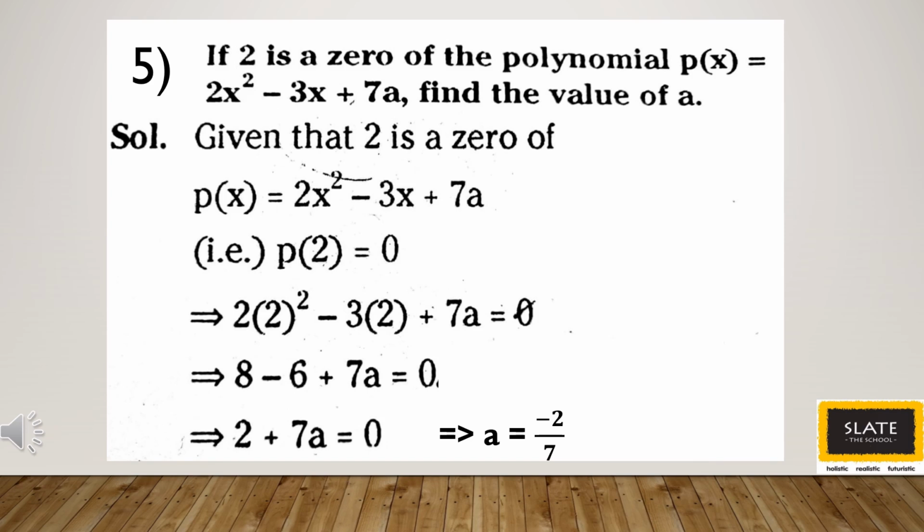Now 2 into 2 square minus 3 into 2 plus 7a is equal to 0. Now 2 square is 4, 4 into 2 is 8, minus 3 into 2 is 6, plus 7a equal to 0. 8 minus 6 is 2, plus 7a is equal to 0. Now on simplification, a is equal to minus 2 by 7.